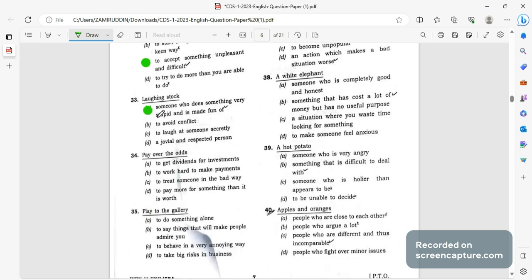When someone is doing something stupid and we are laughing at and making fun of them, that person is called a laughing stock. Pay over the odds: to pay more for something than it's worth. Pay over the odds, you're paying extra, you're paying more.